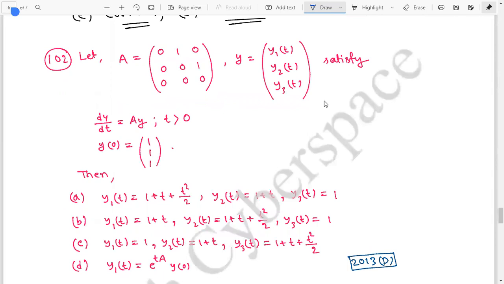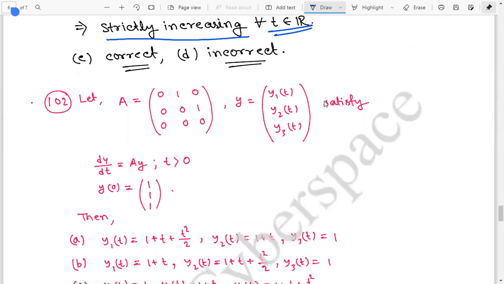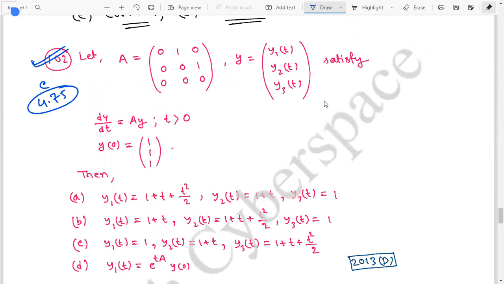Question number 102. This problem is also from part C, that means 4.75 marks. Here, given a coefficient matrix A equal to this matrix and y equal to this, these are the solutions of this differential equation dy/dt = Ay, t greater than 0. And here the initial condition is given, y(0) = (1, 1, 1). So from here, we can say that y1(0) = 1, y2(0) = 1, and y3(0) = 1, right?